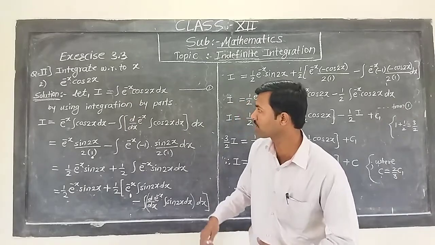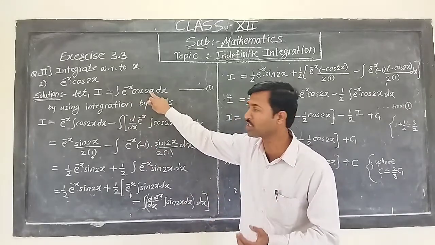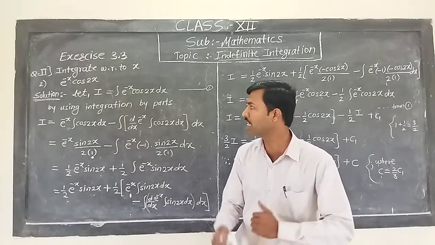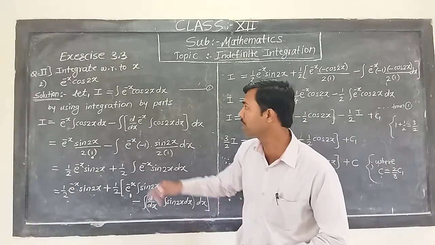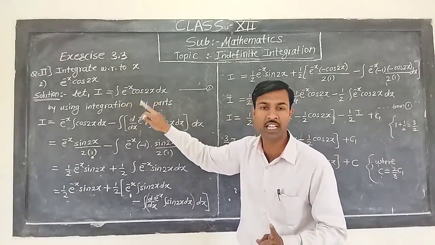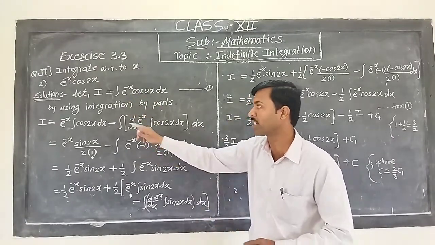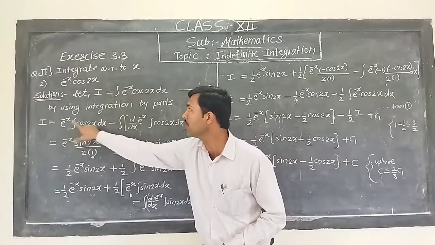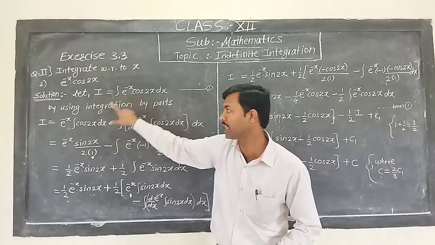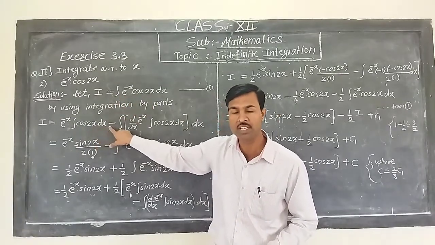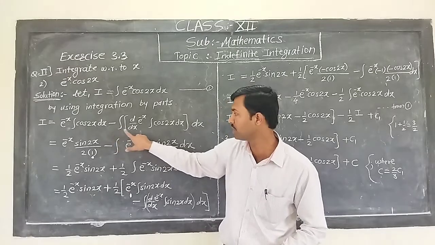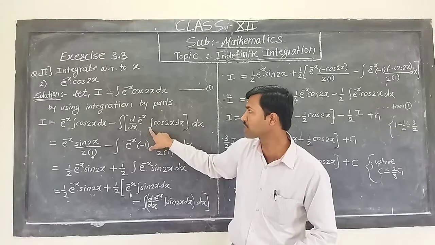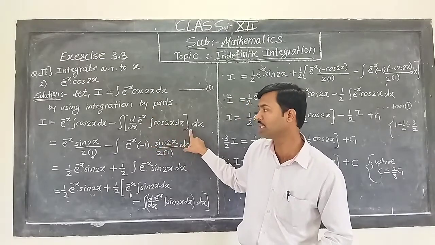You can solve this by using cos 2x as first function and e raised to minus x as second function. It is also possible and you can solve it. But here I am going to solve this problem by using exponential as first and trigonometric as second function. So after applying integration by parts, we can write first function into integration of second function, that is integration of cos 2x dx, minus integration of derivative of first, that is e raised to minus x, into integration of second, cos 2x, into dx.